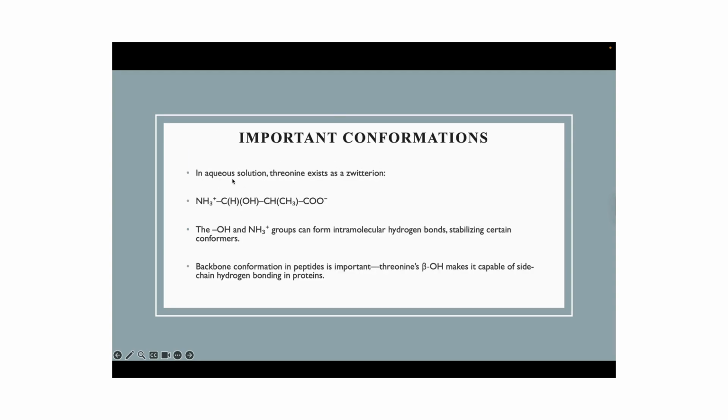Important conformations in aqueous solution: threonine exists as a zwitterion, NH3 plus, with the carbon connected to a hydrogen and alcohol, and then a CH connected to a CH3, and then the negatively charged COO. The alcohol and amine groups can form intermolecular hydrogen bonds, stabilizing certain conformers. Backbone conformations in peptides are important. Threonine's beta alcohol makes it capable of side chain hydrogen bonding in proteins.